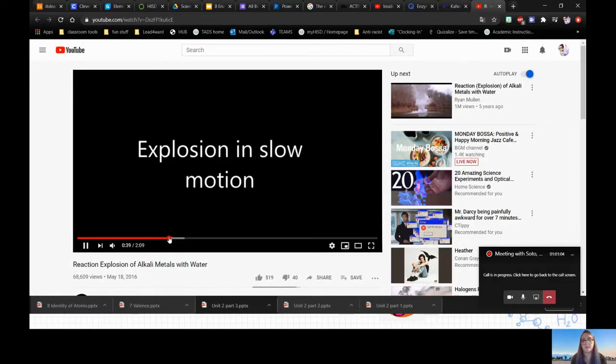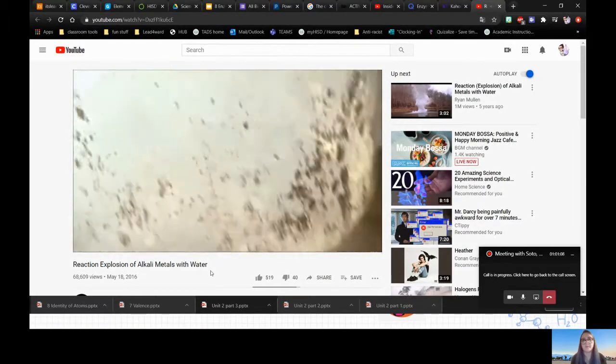That's the smallest. So that's just dropping a drop of water. So that's an even more reactive one. All of these, it's a very tiny amount of that element in just a drop of water. So that's one example. You can watch the rest of them and we will watch it in class as well.